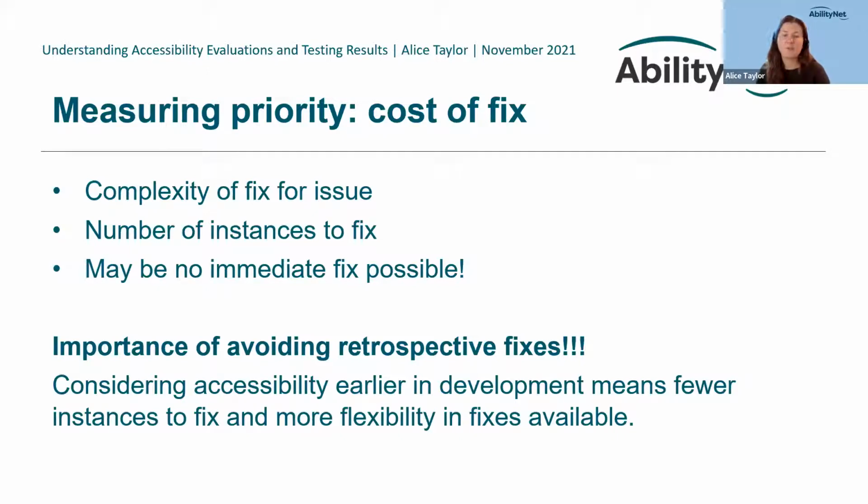There may also not be an immediate fix for it. For example, it might be a third-party system where you might have no control over it. There may be a workaround, but you should discuss with the owner of the content. And also, it's important to avoid retrospective fixes. The earlier you consider accessibility in the process, the easier it is to fix, because at that point, you haven't committed yourself to certain frameworks. So the earlier you think about it, the better.